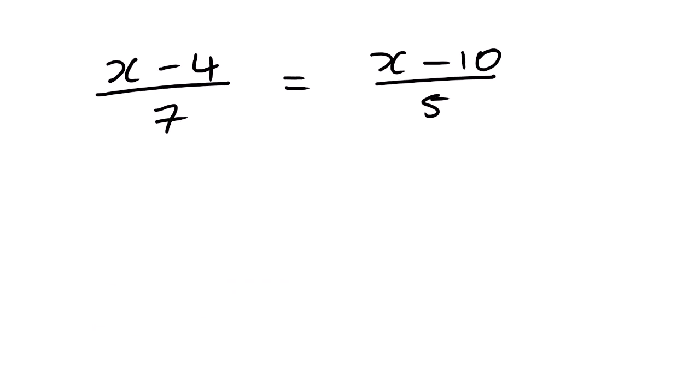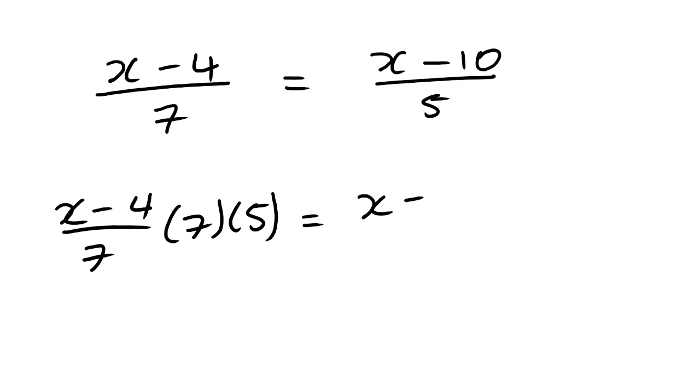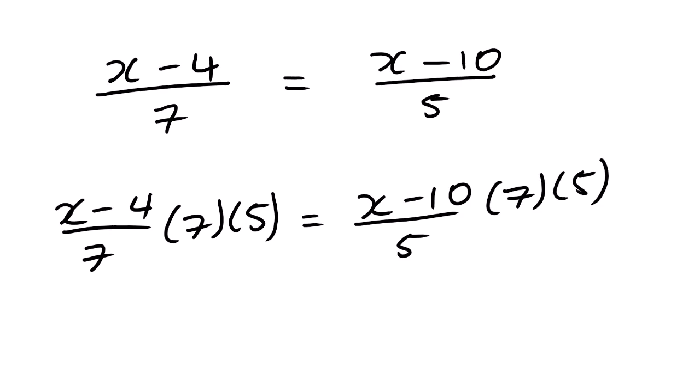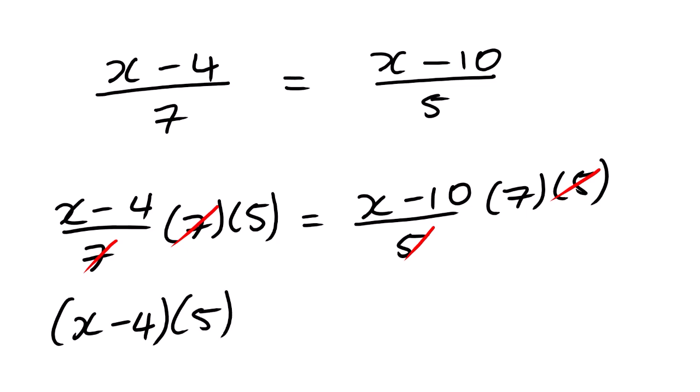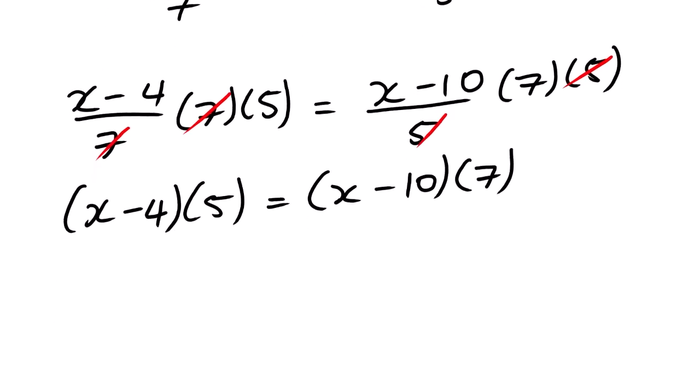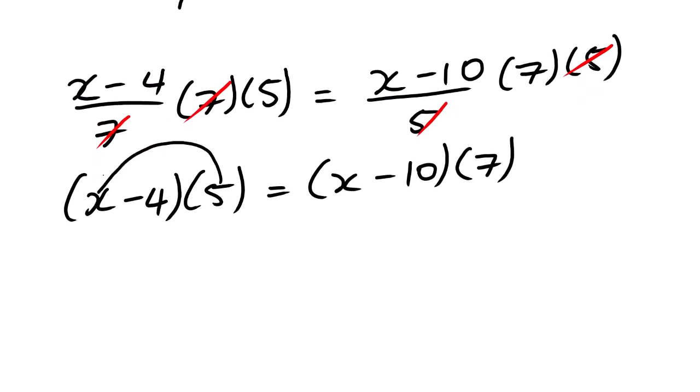Another question involving fractions. We can see the numbers causing the fractions are 7 and 5. So it will be (x minus 4) over 7 multiplied by 7, 5, equals (x minus 10) over 5, 7 and 5. So this will get rid of this, and then this will get rid of this, and then we have x. Just make sure you introduce brackets for this binomial multiplied by this, equals (x minus 10) times 7. So you can see that the fraction is all gone.